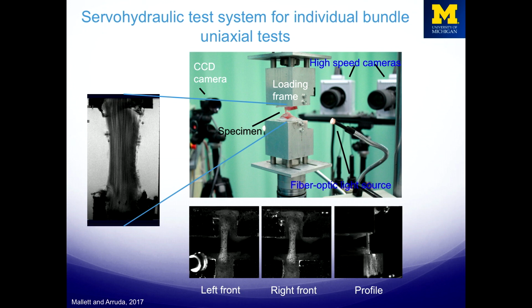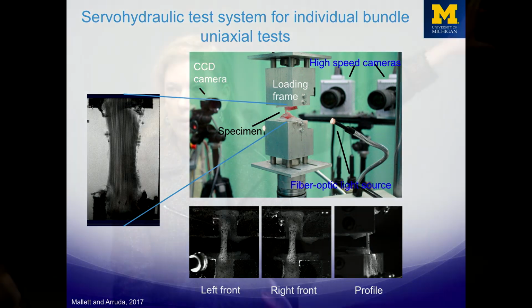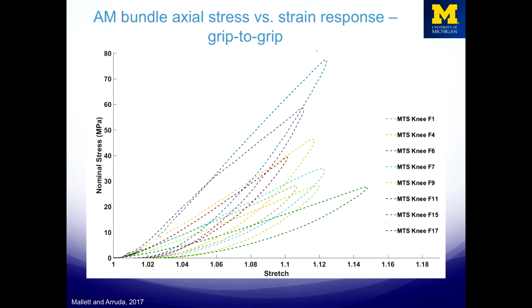Now, when traditionally investigators do an experiment like this in which you're pulling on it, measuring the displacement grip to grip, and you have a load cell in there to measure the load, convert the load to stress, convert the grip to grip displacement to strain or stretch. It's not uncommon in the biomechanics literature to see results like this. 8 separate knees, 8 different stress strain curves, okay? So this is nominal stress versus stretch.